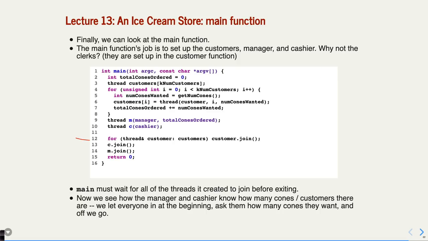Then we join all of the customers, then we join the clerk, and we join the manager. I don't believe it matters what order those happen in, because we're just waiting for them all to end. That means we don't end our program until that finishes. There's a lot of code to look through. Hopefully we did it in pieces so you got a feeling for what they all did, and it was much better than me typing it all live. That would have been a nightmare. Any questions on the code so far?